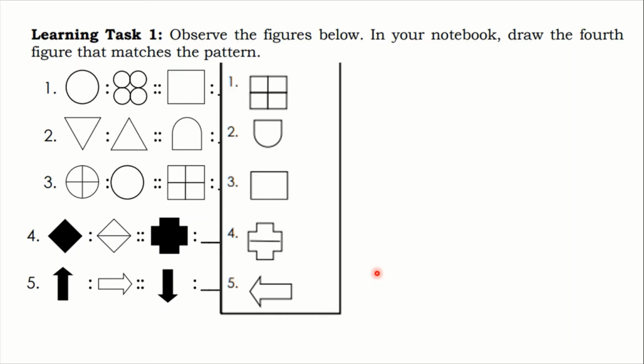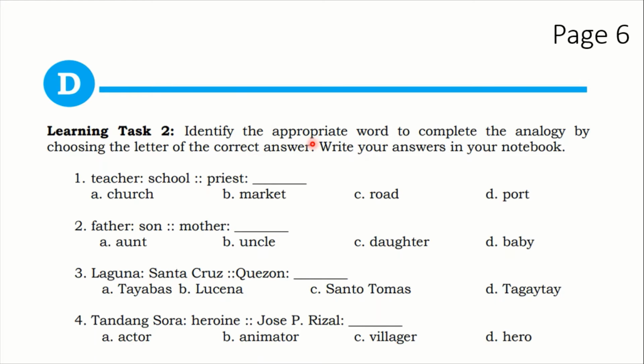On your answer sheet or the answers in your notebook, you may just put the correct answer at the side of your answer with a different color of pen. This will help you understand why your answer was wrong and why your answer is correct. Let us proceed with learning task number 2. The direction says, identify the appropriate word to complete the analogy by choosing the letter of the correct answer. Write your answers in your notebook.